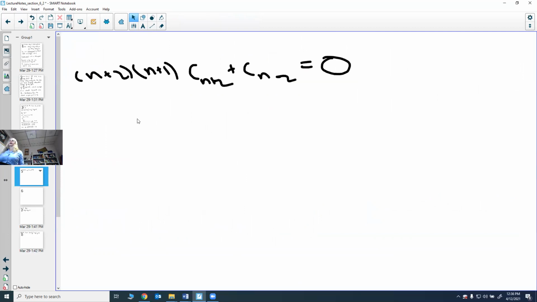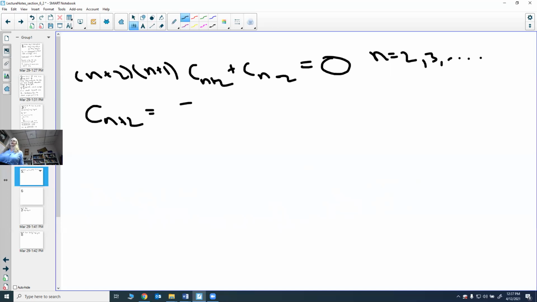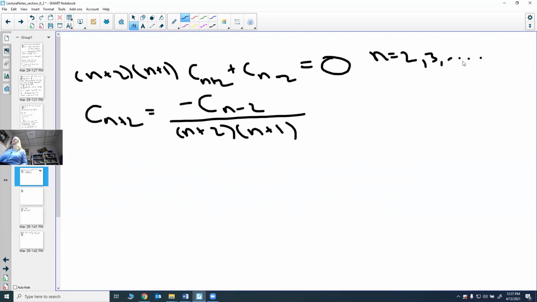So again, my n is starting at 2 and so forth. Let's get c sub n plus 2 by itself, because this is c sub n minus 2, and we're starting n at 2. So c sub n plus 2 is going to equal minus c sub n minus 2 over n plus 2 times n plus 1. And again, n starts at 2 and 3 and so forth.